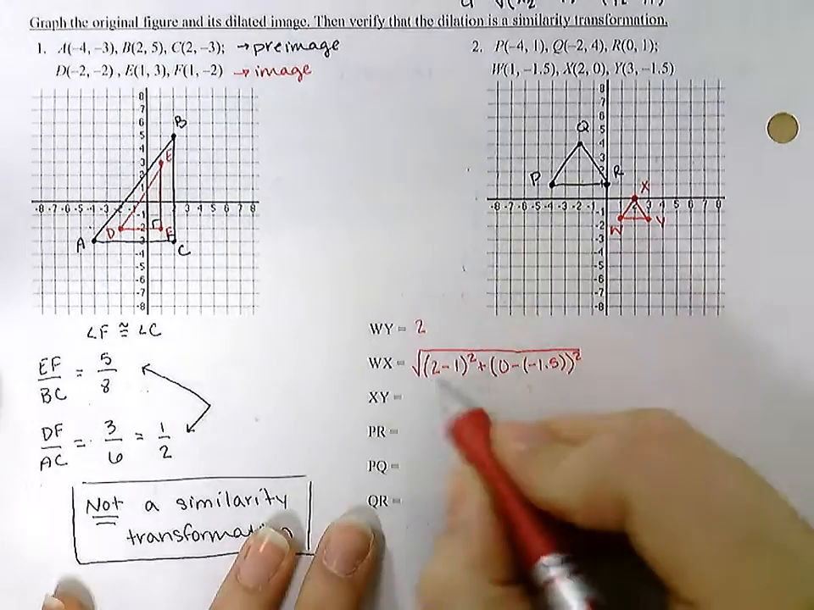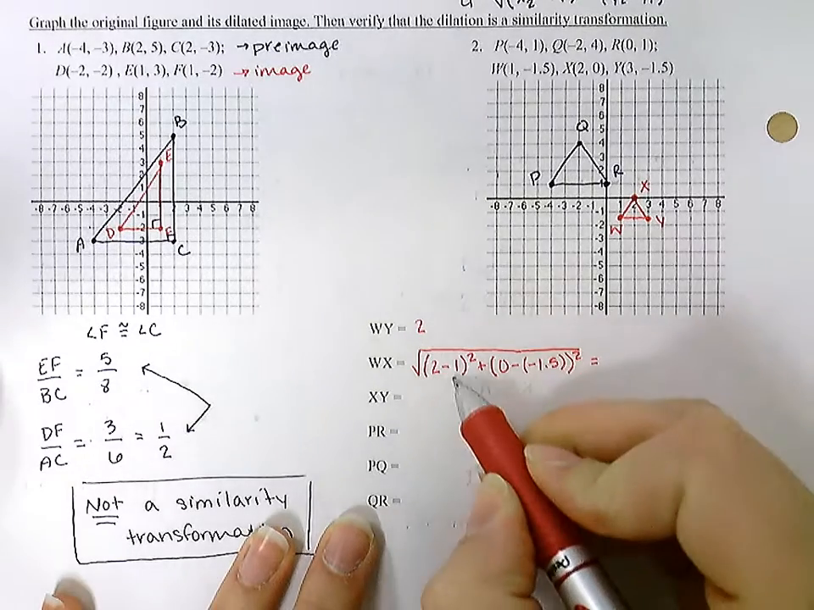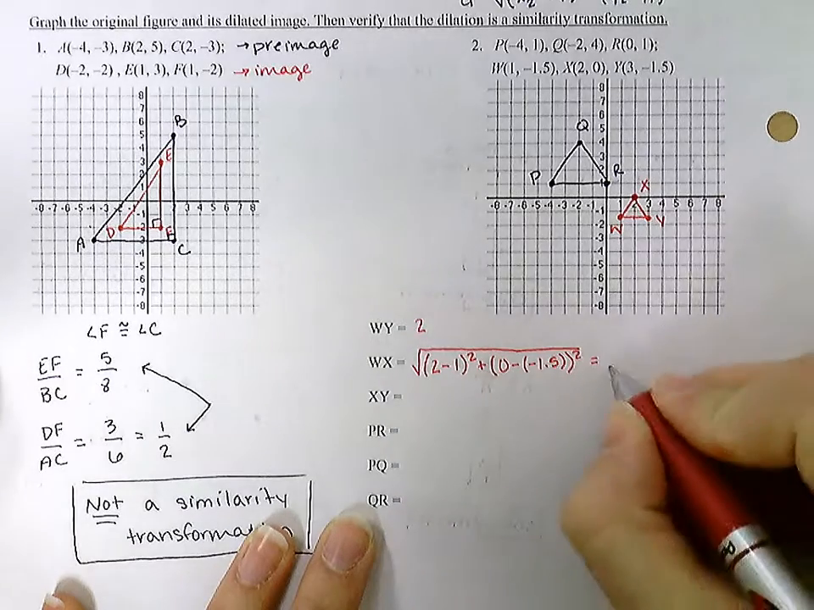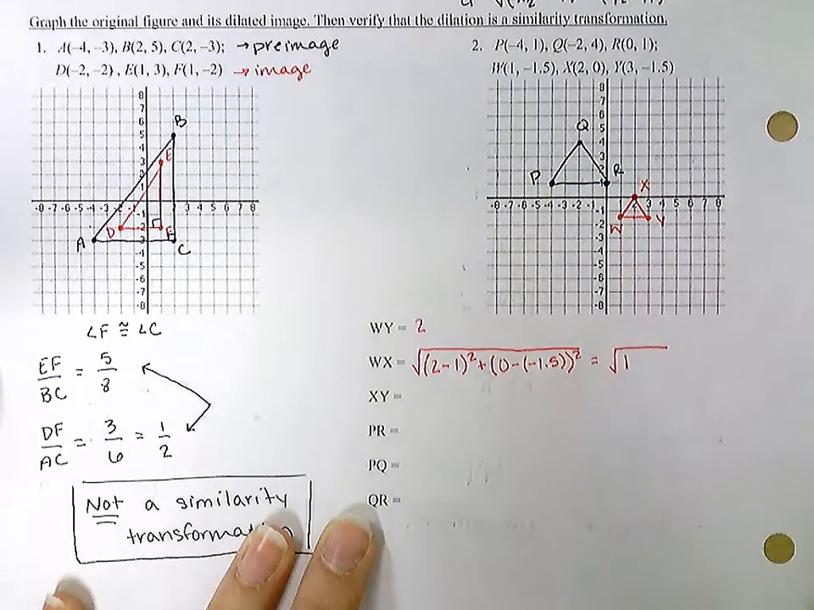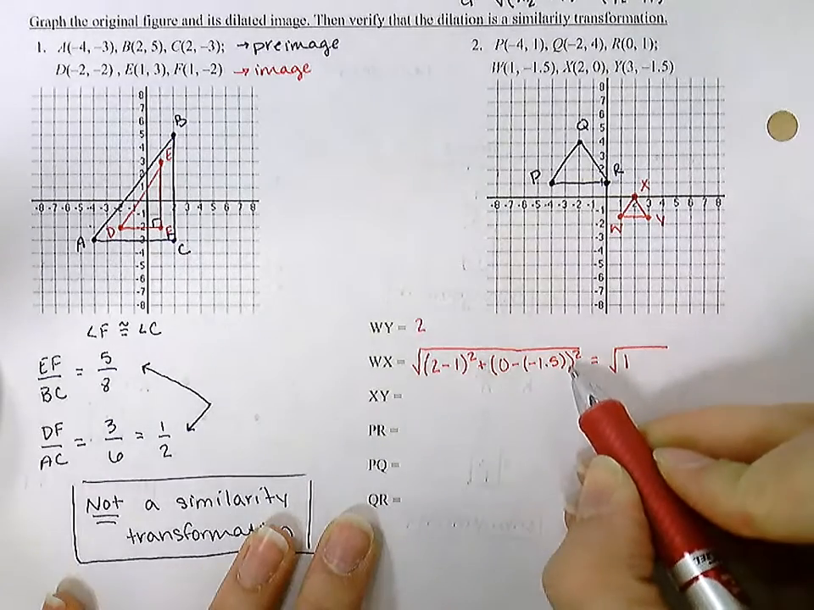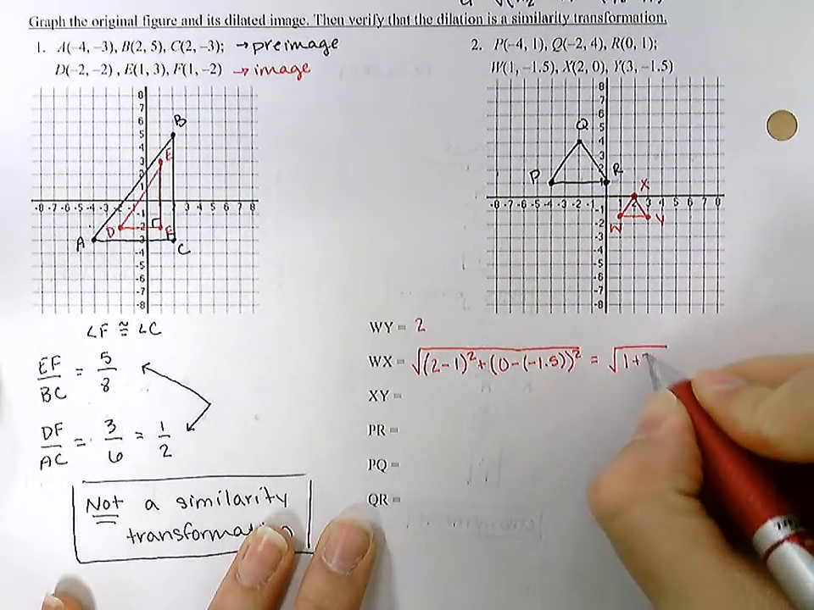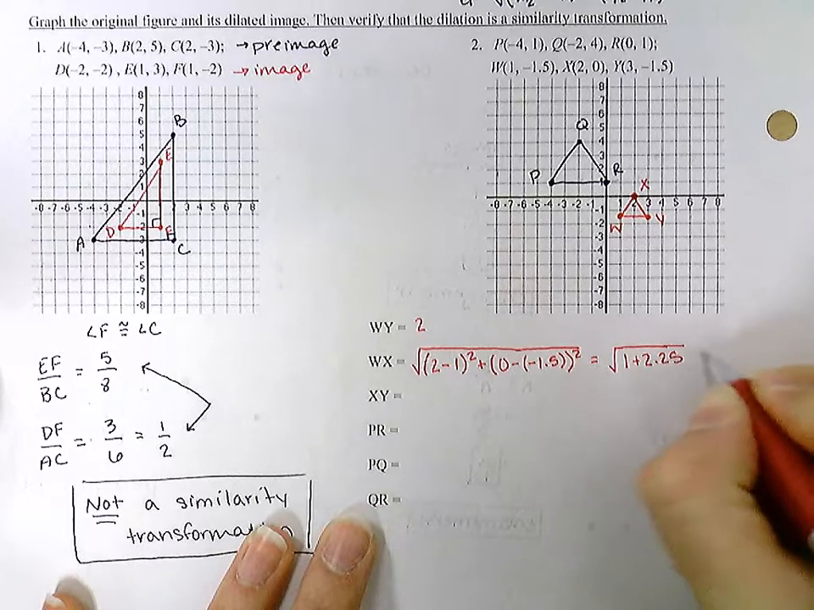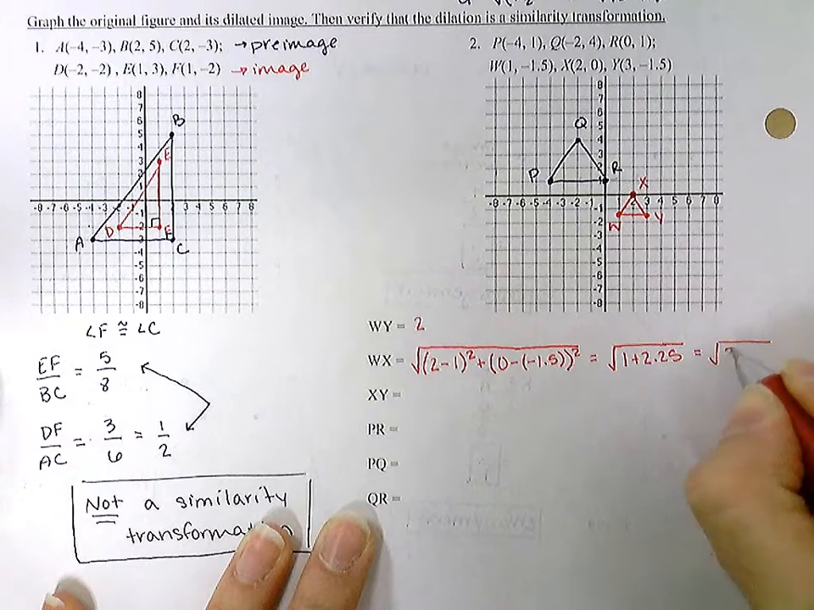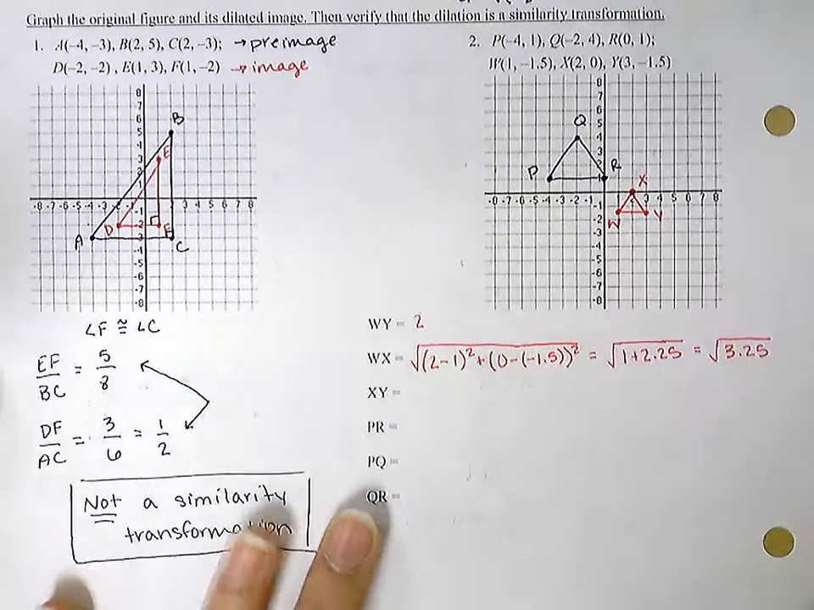Okay, so from here, I'm just going to simplify. So I have 2 minus 1. That's 1, right? 1 squared is 1. Plus I have 1.5 squared. That is 2.25. So I end up with the square root of 3.25 for WX.